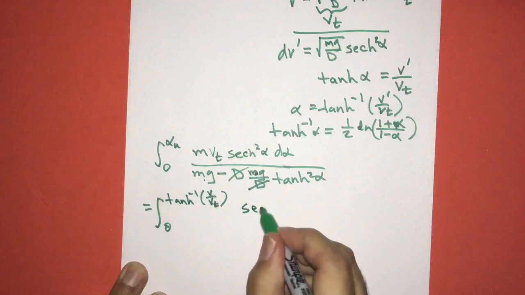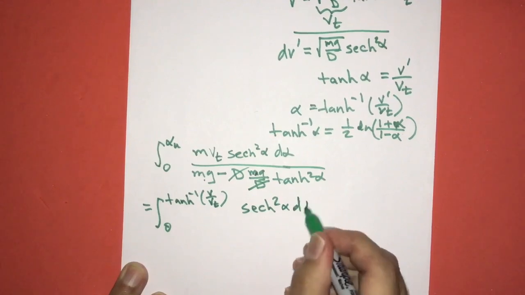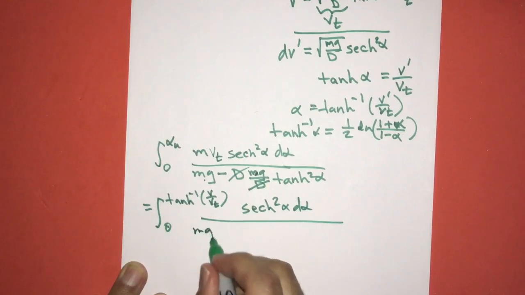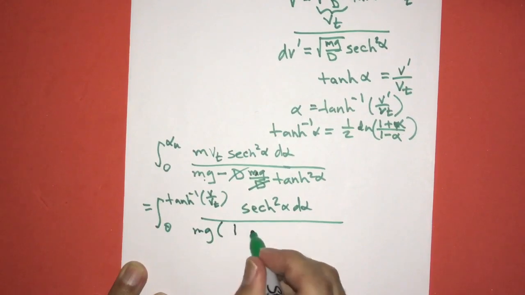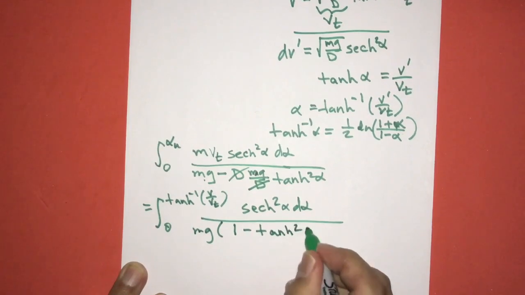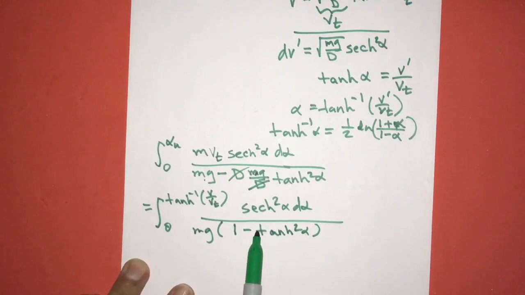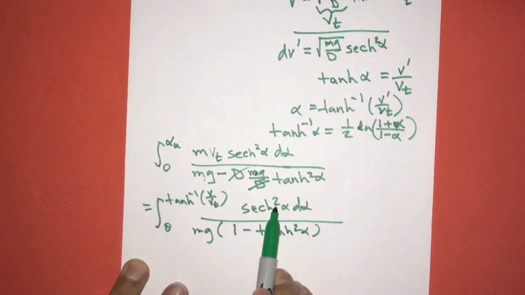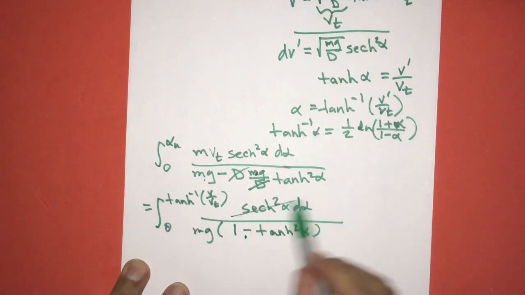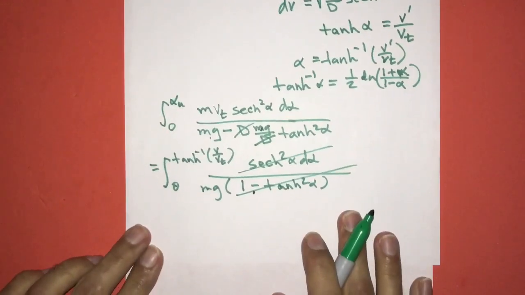So now we get hyperbolic secant squared of alpha d alpha over mg factored out, and we have this multiplying 1 minus the hyperbolic tangent squared of alpha. If you look this up in the hyperbolic trig identities, here we have secant squared alpha, and this right here is equal to secant squared alpha, so these two end up canceling out, so that's nice.